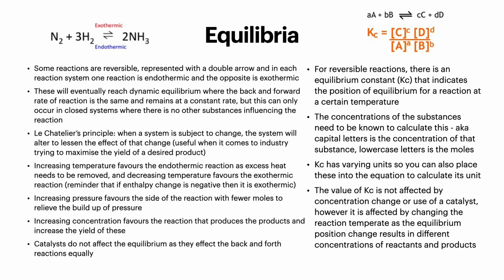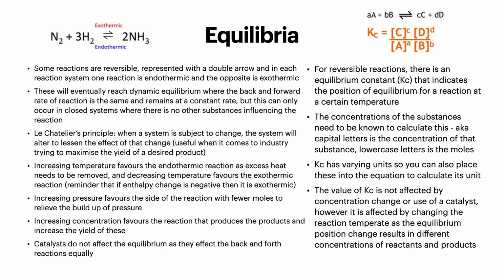Reminder that if enthalpy change is negative, then the reaction is exothermic. Increasing pressure favours the side of the reaction with fewer moles to relieve the buildup of pressure, and increasing concentration favours the reaction that produces the products and increases the yield of these. Catalysts do not affect the equilibrium as they affect the back and forth reactions equally.